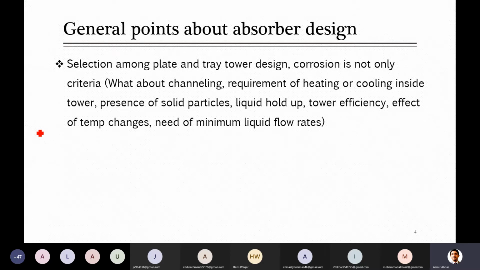Yes, he is right. Tray towers are easier to clean, because just think about it. Suppose you have a packing and you want to clean it. You have to take all the packing out of the column, and if you remember, packings are in millimeters. If you go for random packing, their sizes are in millimeters. So if you have to clean those small structures, it is more difficult, especially if particles are inside them. But trays can be easily cleaned as compared to that system.